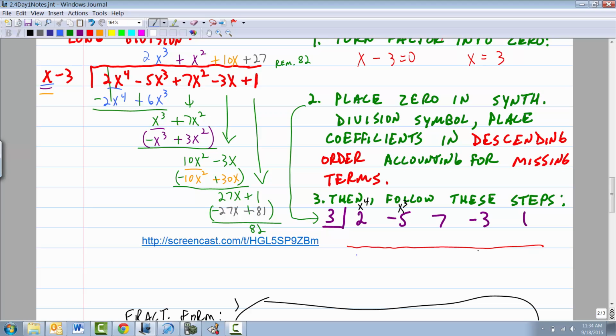So what do I do first? What do I do first, those that remember? Yes, sir. Drop the 2 down. That's the starter. You just do it. Then what do you do? Let me change colors. Then you take this 3 and do what with it? Multiply it by 2, and then add that to this.